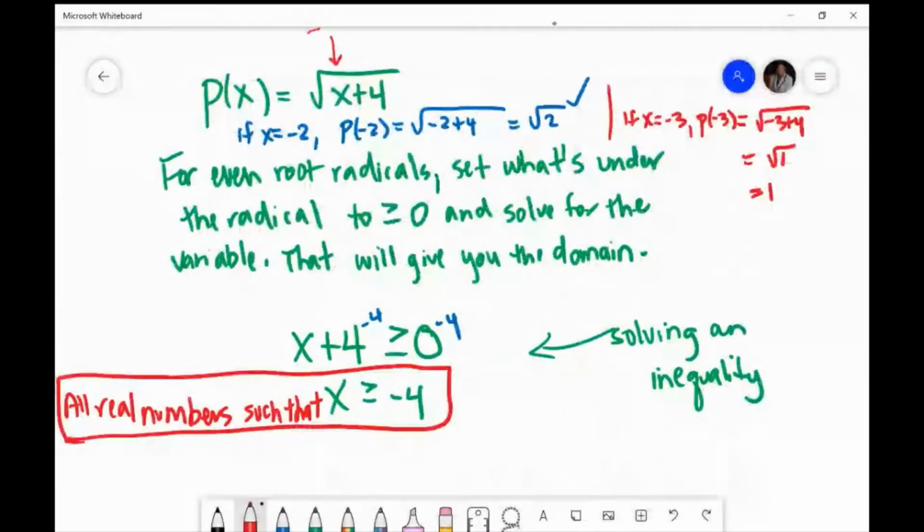If we plug in a negative 5, yes, we get a negative 1 under the radical. Very good. That's a problem because that throws us all the way into the imaginary number system, and we hadn't gotten there yet. You are going to go into the imaginary number system at some point in pre-cal, but we're only in the real number system right now.